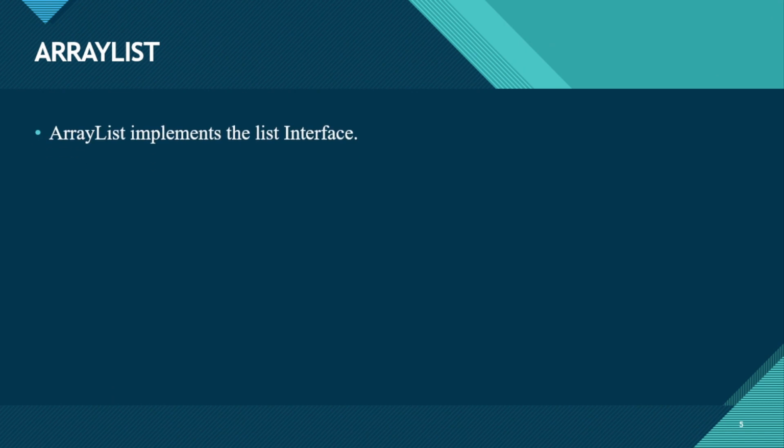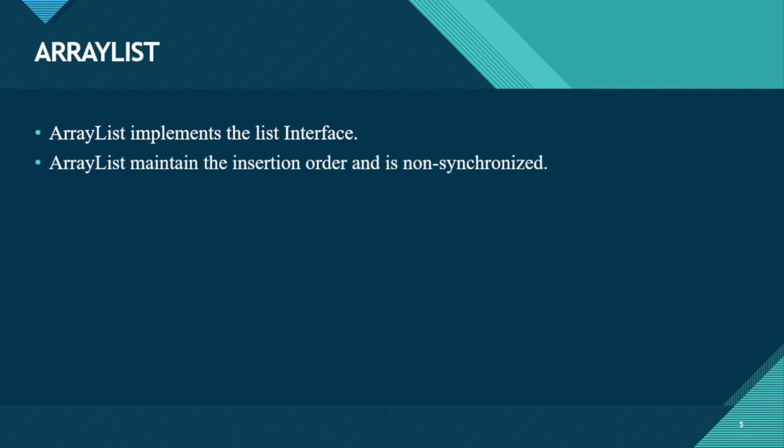So our next topic is ArrayList. ArrayList implements the list interface. As we know, all interfaces like list, queue, set extend the collection interface, and classes like ArrayList implement the list interface. ArrayList maintains the insertion order and is non-synchronized. When we add any element in the ArrayList, the output will be the same as the insertion order in the way we entered the elements, and it is non-synchronized. That means it is not thread safe.